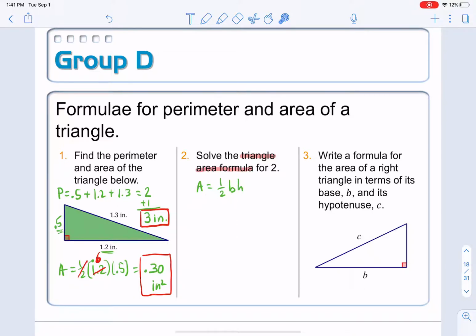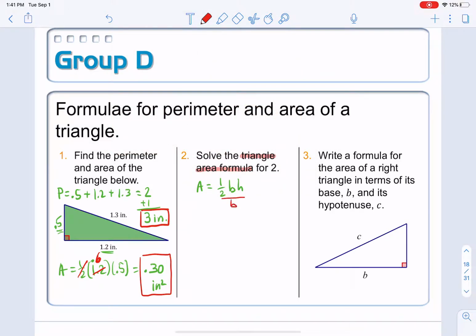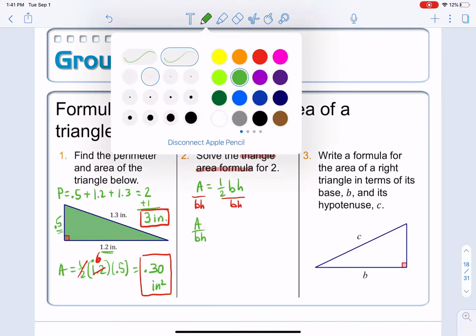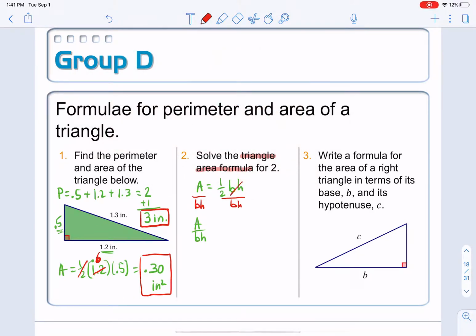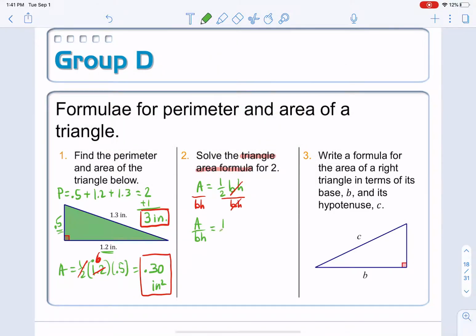You can get rid of them separately, but you can take them as a group because it's only multiplication over here. So to get rid of that quantity, we could just divide both sides by BH, and it's going to get rid of it on the right-hand side. So I'm going to divide both sides of this by BH. On the left-hand side, A divided by BH, there's nothing that simplifies there because there are no like variables. However, on the right-hand side, the BH's cancel because BH divided by BH is 1. And then I'm left with 1/2.